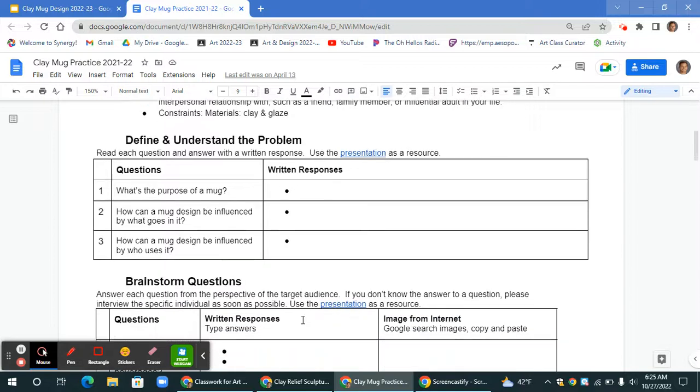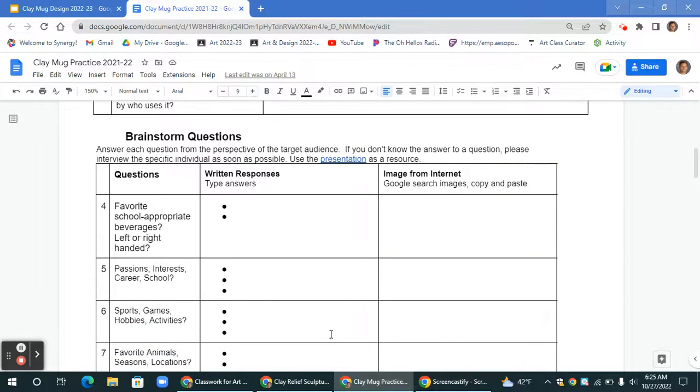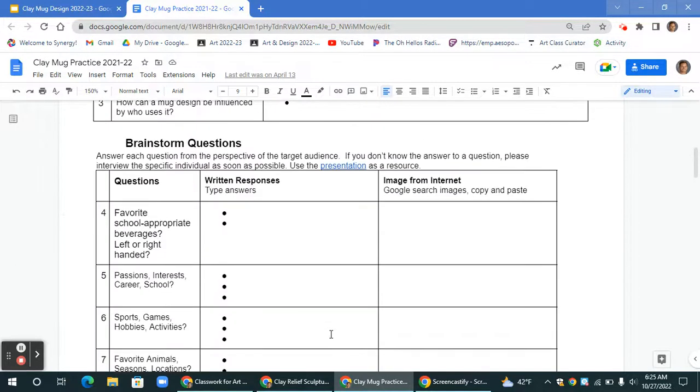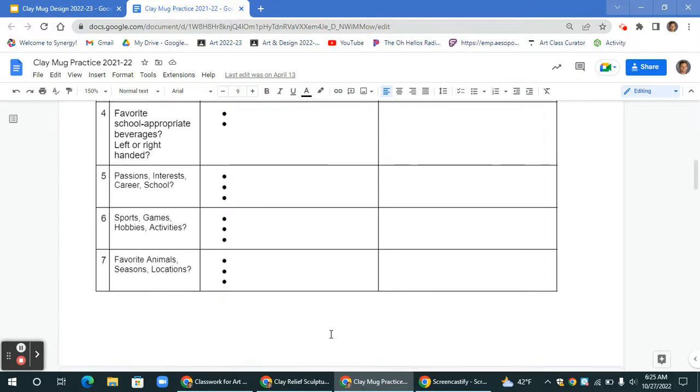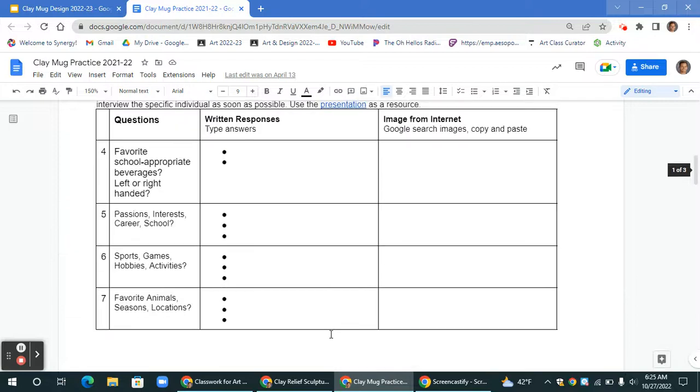Once you've done your best to answer questions 1, 2, and 3, you are next going to be answering questions 4 through 8. Okay? So you can see that question number 8 spills over into page 2.